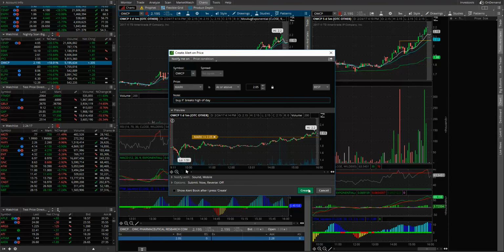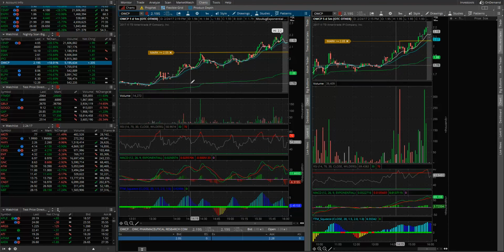Okay, and then you can hit create, and then it alerts you, which is very cool. So you can create that. So let's say you missed all this, and you see, oh, this is the high of day. If it breaks above it, that's a confirmation.